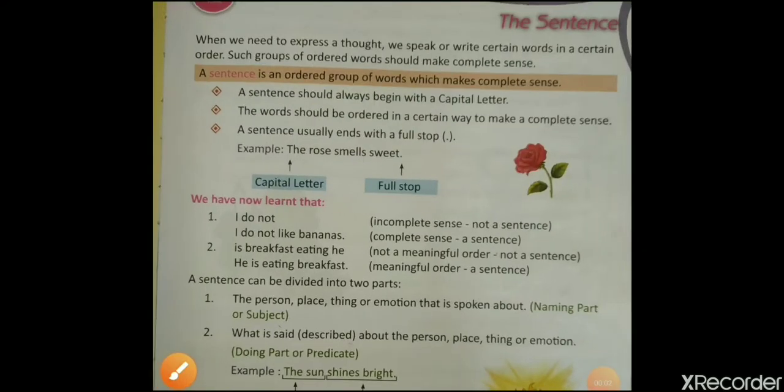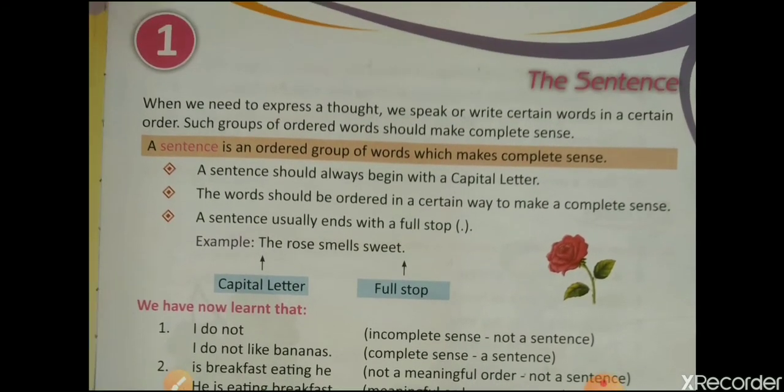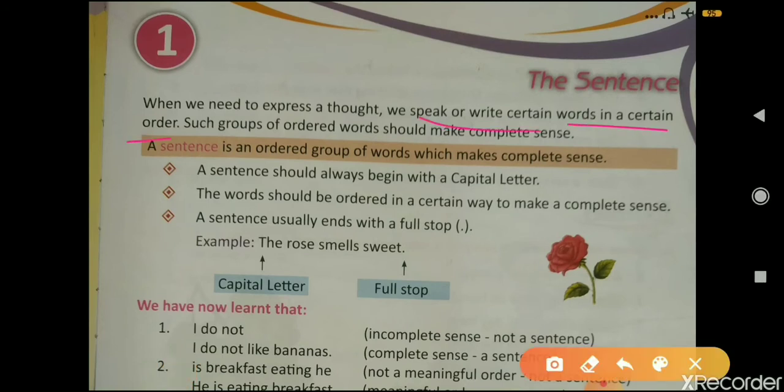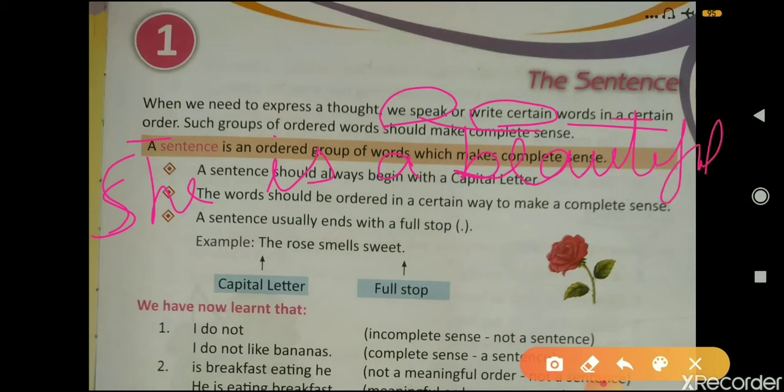Lesson number 1, the sentence. When we need to express a thought, we speak or write certain words in a certain order. For example, if I want to tell about a girl that she is a beautiful girl. Okay, so I want to tell about a girl that she is a beautiful girl.